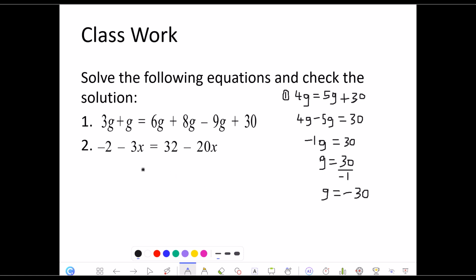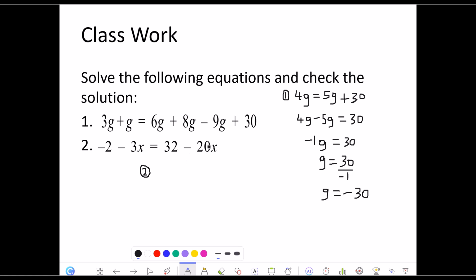If you want to do number 2, the same process, just make sure the ones that are not the same term, you check them well. For example, this is minus 2. It's not the same term with minus 3x. So minus 2 needs to cross over to 32 on this side.